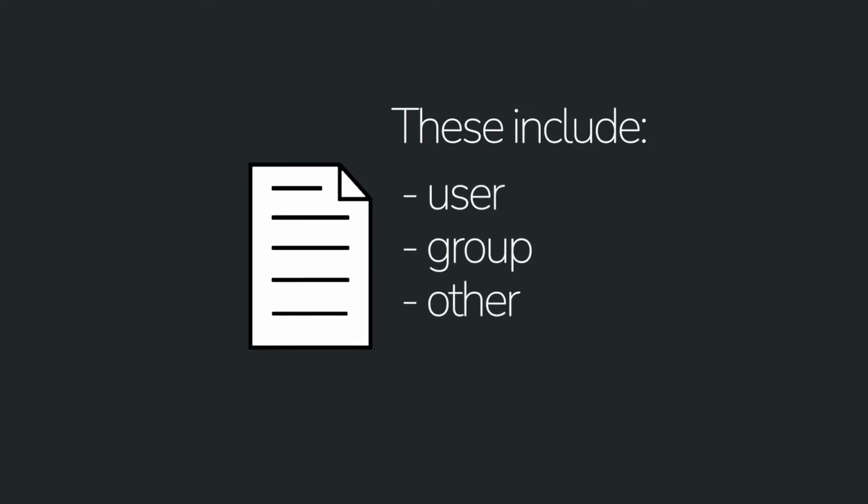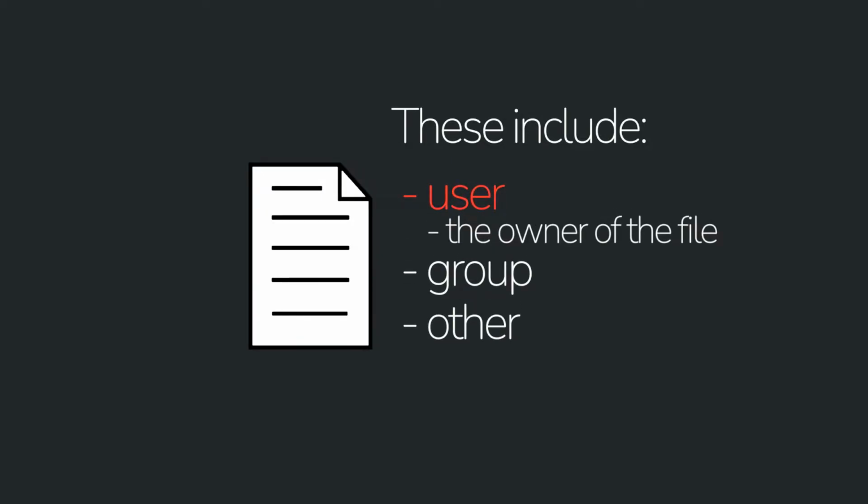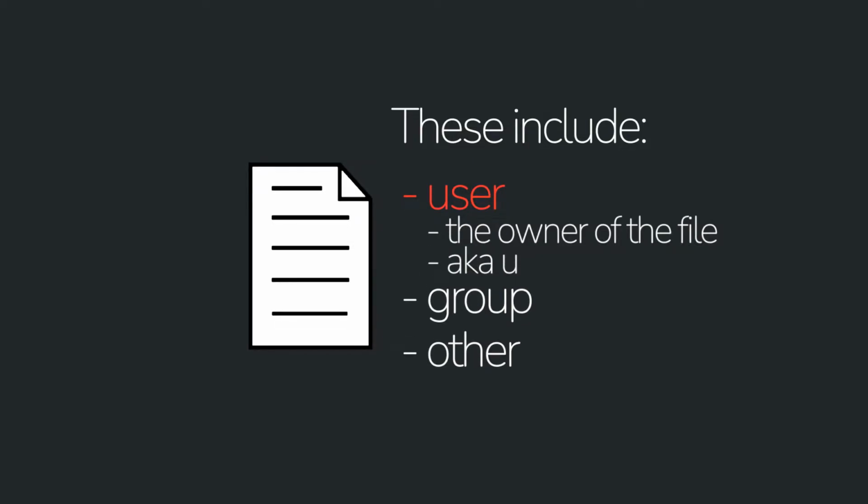Each and every file in Unix is assigned 3 different ownership categories. These include user, group, and other. The user group simply represents the owner of the file. By default, whoever creates the file becomes the owner. The user group is often denoted by the lowercase u character.